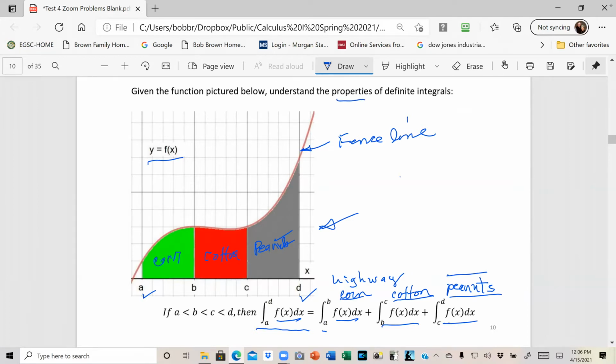But anyway, this is visually pretty obvious what this property is of taking the total integral from a to d and breaking it up into pieces.